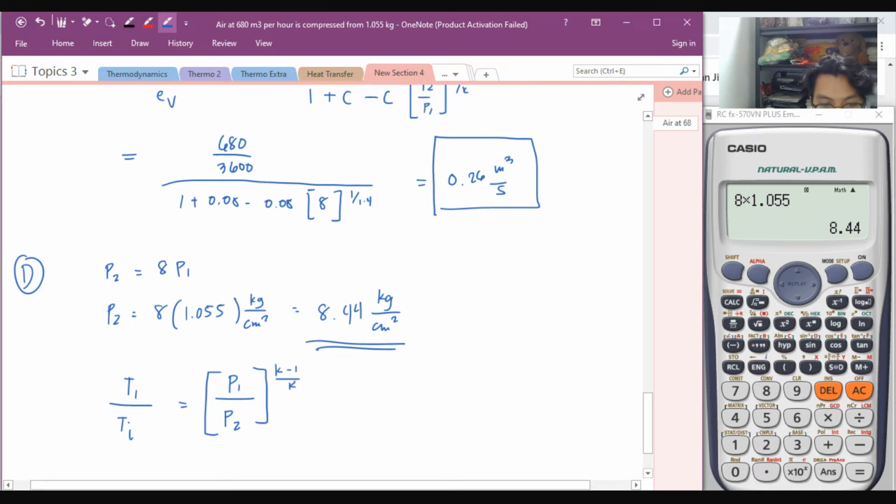P2, yan, nakuha ko yung P2 ha. Ay, mali pala itong gagamitin ko. Ayan. Dapat to PX, intercooler pressure. Tapos, intercooler temperature, TX. Ayan. Dapat ganito yan.